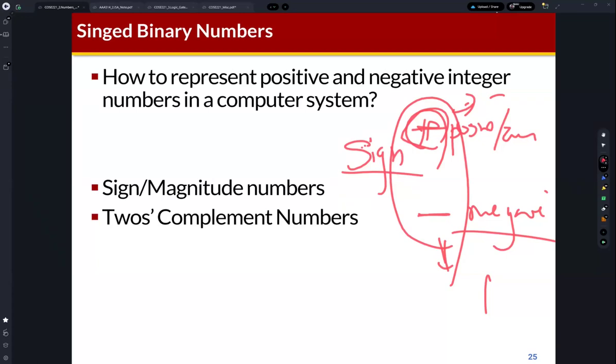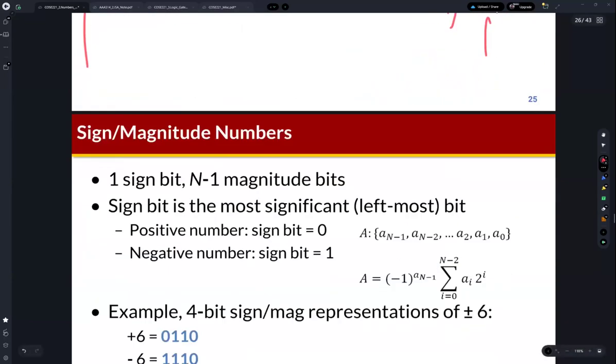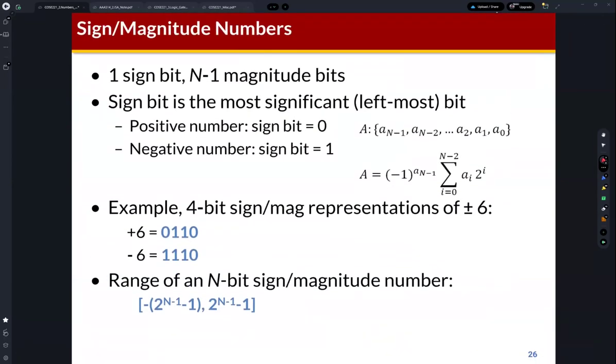But we will learn about two possible concepts of the signed binary number system: the sign and magnitude numbers, and then two's complement numbers. So let's think about the sign and magnitude numbers.